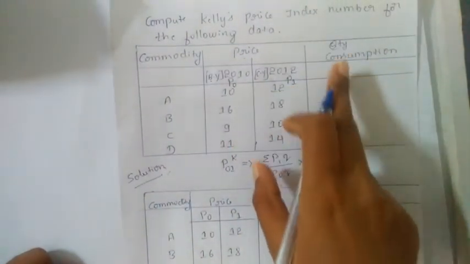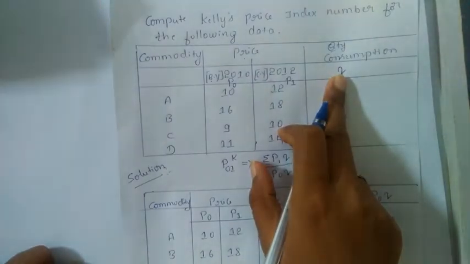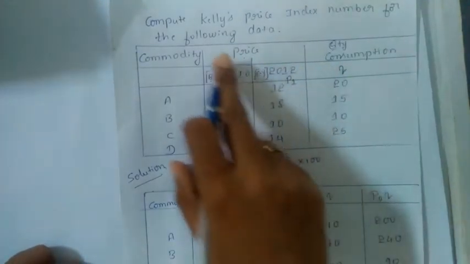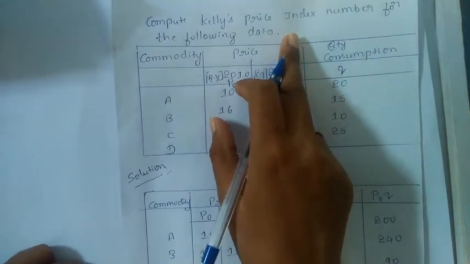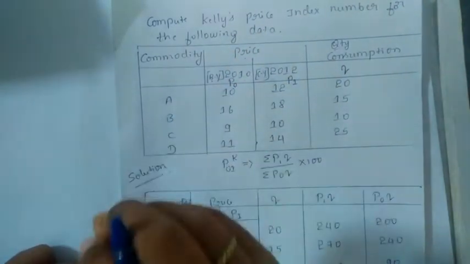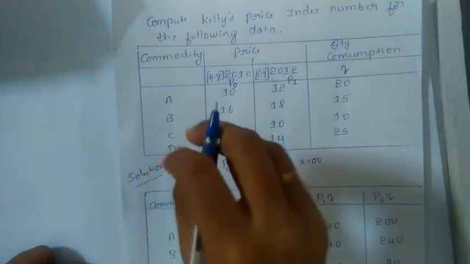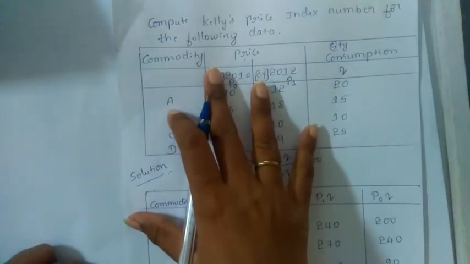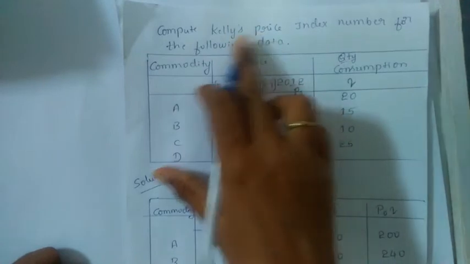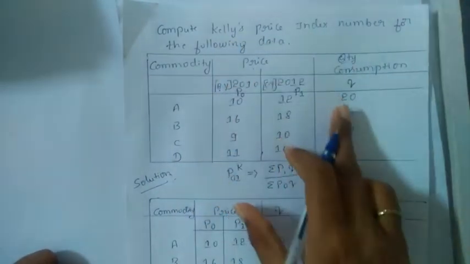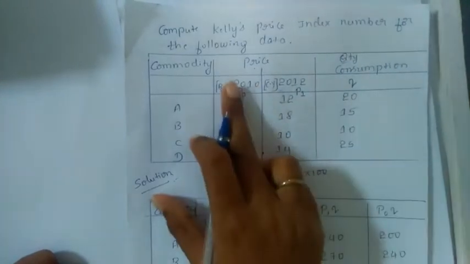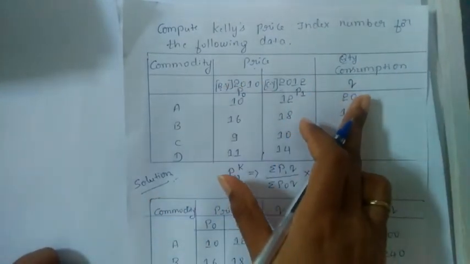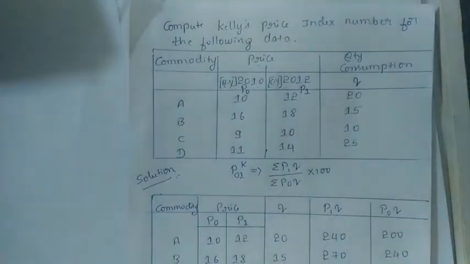Here in Kelly's price index numbers, they give the quantity consumption values. Sometimes they do not explicitly ask you to compute Kelly's price index number. Based on the problem, you have to identify which formula is related to the question. Sometimes they do not mention Kelly's price index numbers, so you have to consider it based on these values. You have to consider this is a Kelly's price index numbers related problem. Okay, next.